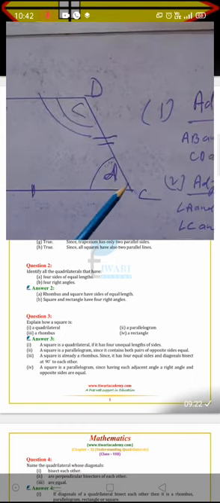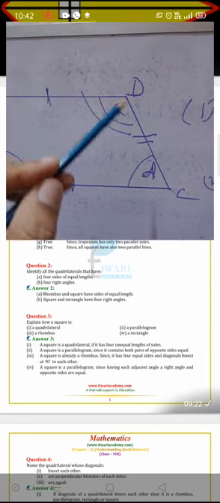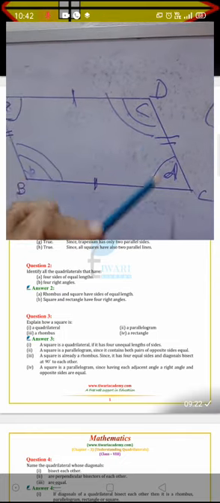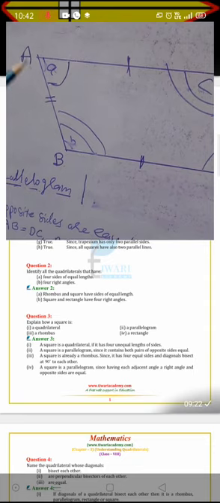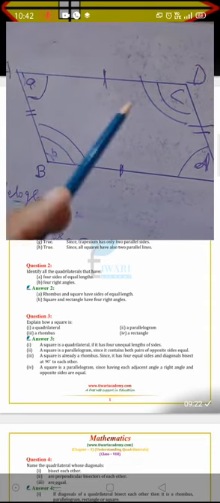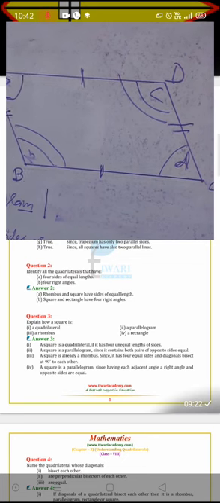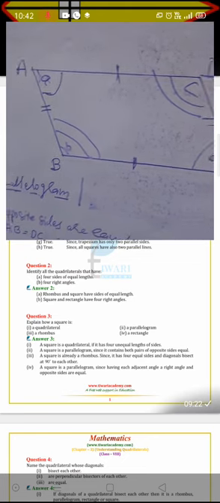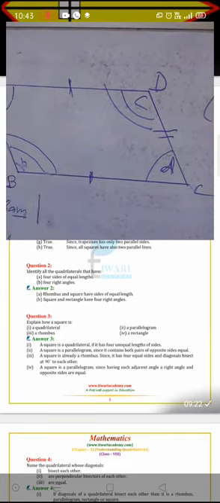Similarly, BC and CD have common vertex C, so BC and CD are adjacent sides. CD and DA have common vertex D, so CD and DA are adjacent sides. DA and AB have common vertex A, so DA and AB are adjacent sides. Correct? It means those two sides which don't have a common vertex are called opposite sides. So AD and BC are opposite sides. AB and DC are opposite sides.